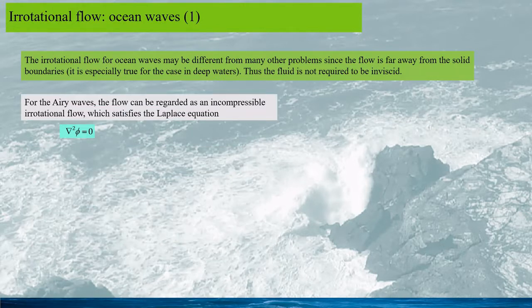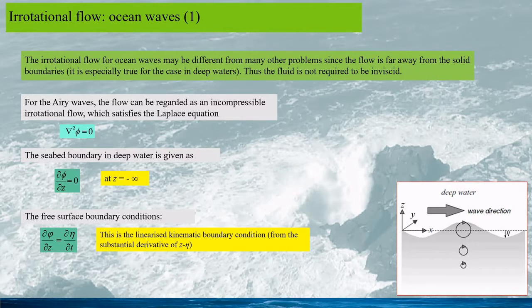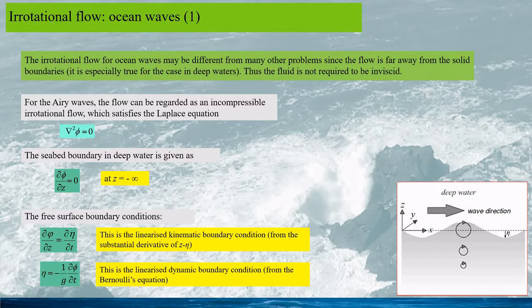For the linear wave, the flow can be regarded as an incompressible rotational flow which satisfies the Laplace equation, and the seabed boundary condition in deep water is given by this. We also have free surface boundary conditions: the kinematic boundary condition at the free surface and the dynamic boundary condition, which is from the linearization of the Bernoulli's equation.